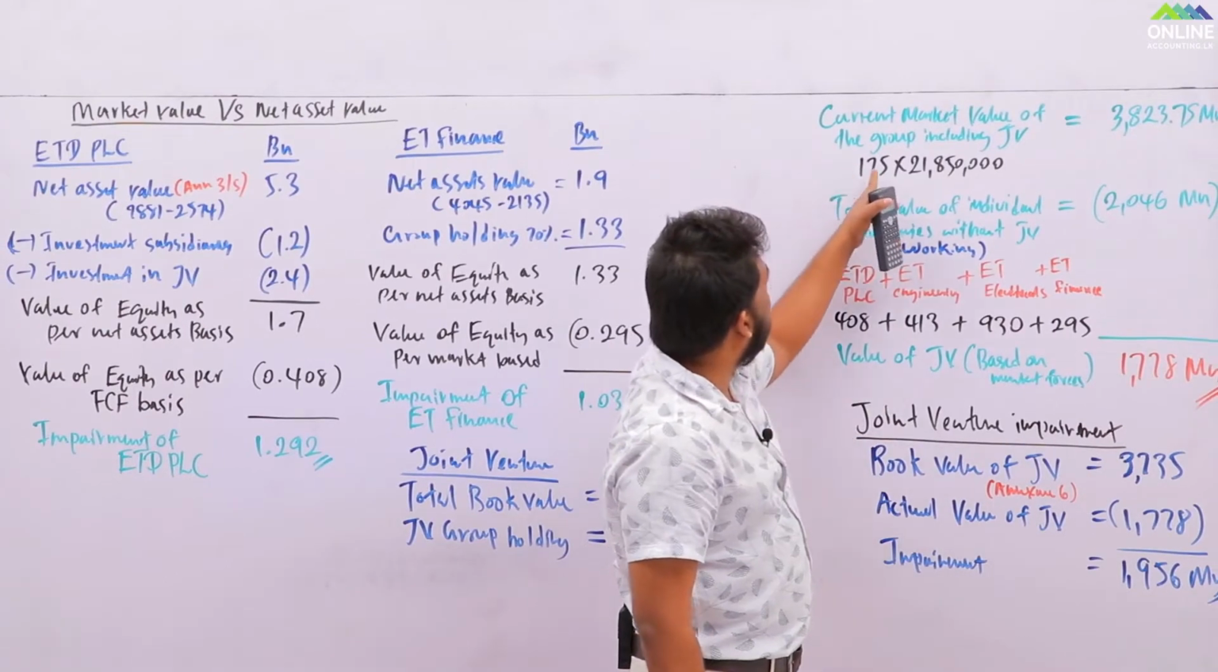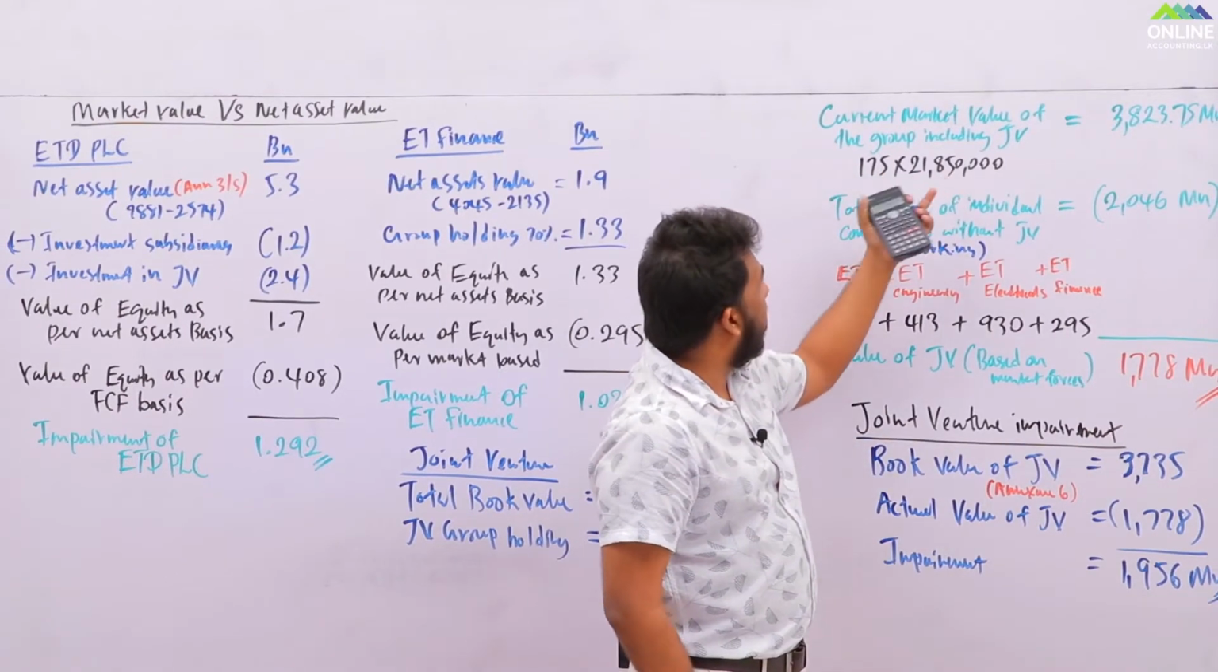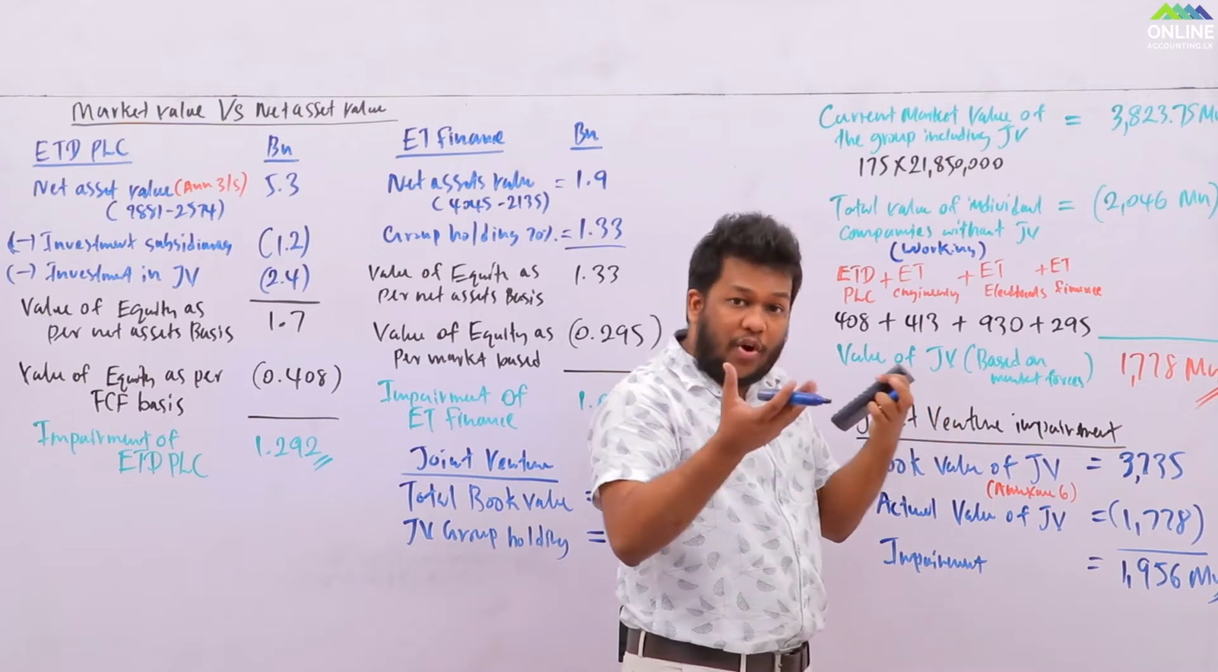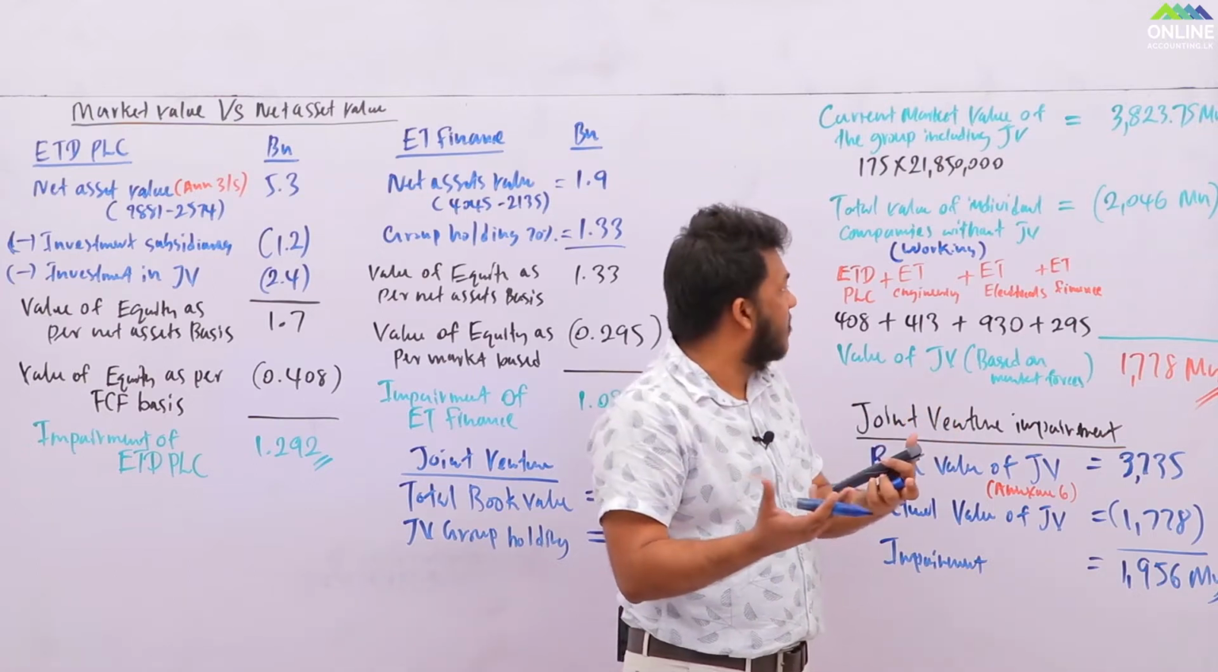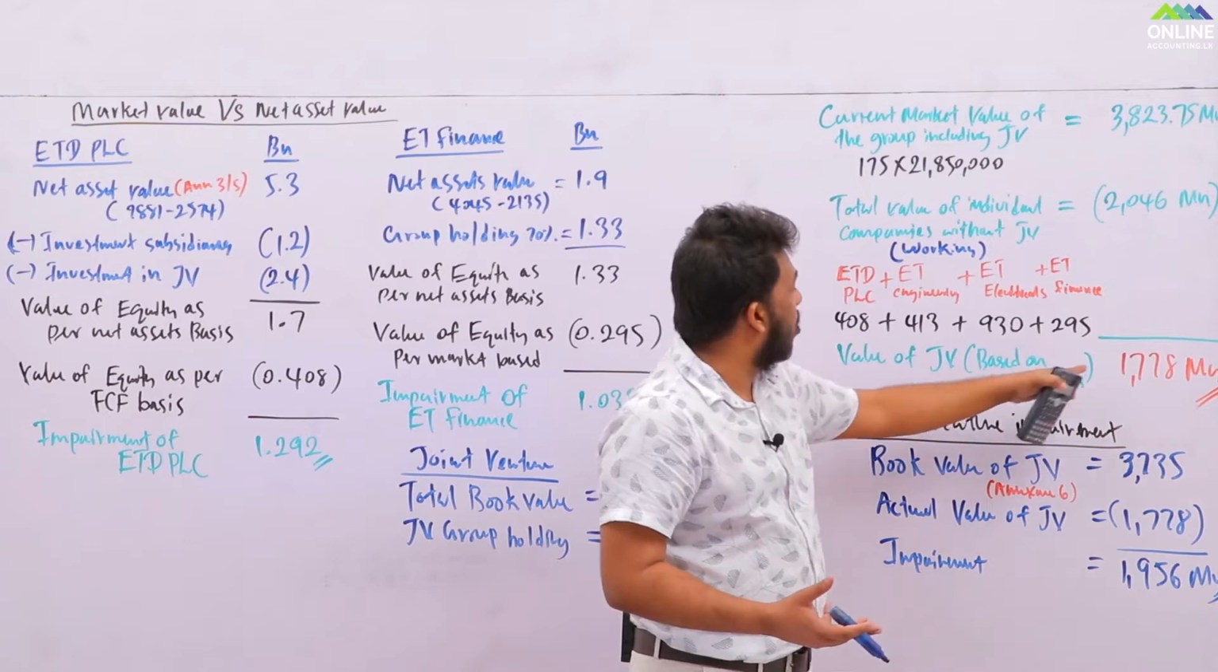What are those? Because you compare the current market value of the group. So the current market value of the group including JV means only the 60% portion of the JV, and without JV. So you got this 1778 value.